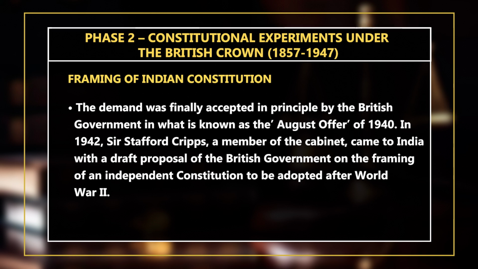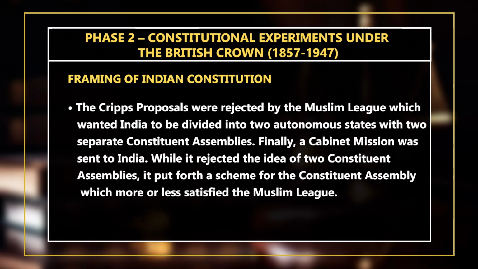Therefore, in 1942, Sir Stafford Cripps, a member of cabinet, came to India with a draft proposal of the British government on the framing of the independent constitution to be adopted after World War II. The Cripps proposals were rejected by the Muslim League, which wanted India to be divided into 2 autonomous states with 2 separate constituent assemblies. Finally, the Cabinet Mission was sent to India.